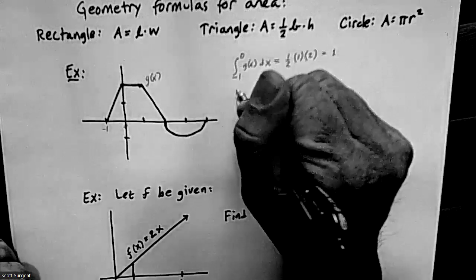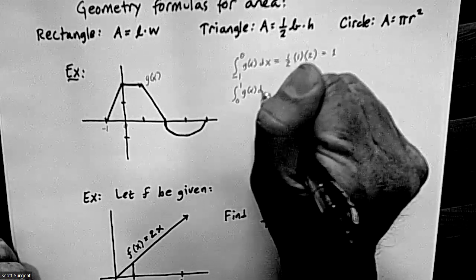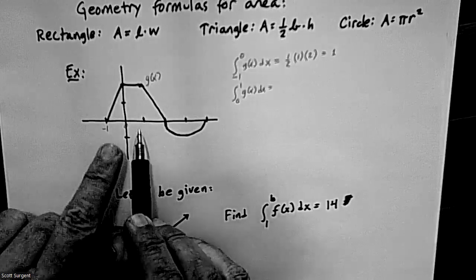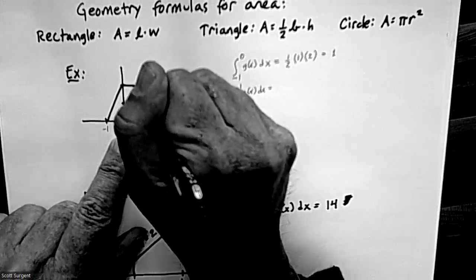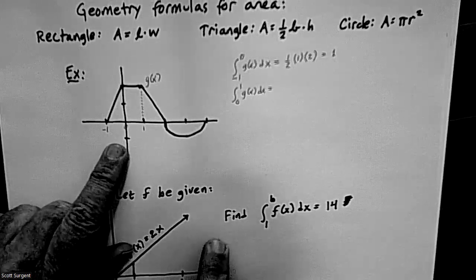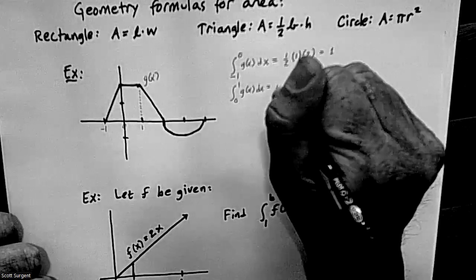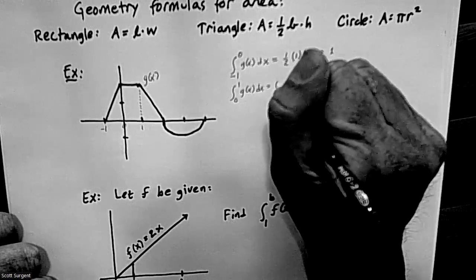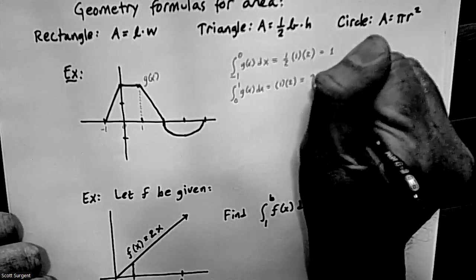Okay. What if I do the integral from 0 to 1 g of x dx? Well, now I'm looking at this little bit right here. Here's 0, here's 1. I'll draw a little line to go up to it. This little region here then is a rectangle, and I just use the base is 1, and the height is 2. So 1 times 2 is 2.